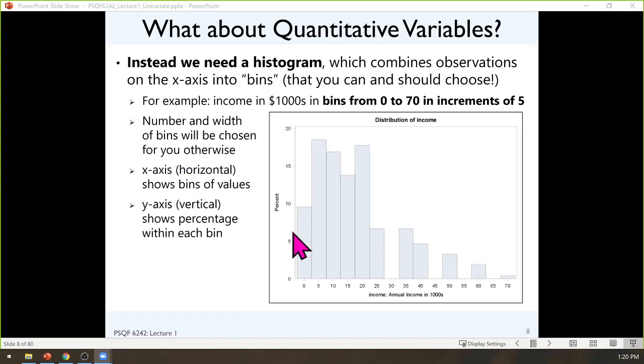So this is an example of a quantitative variable that I would say is bounded, because you can't make no money. Less than no money. Actually, you can.